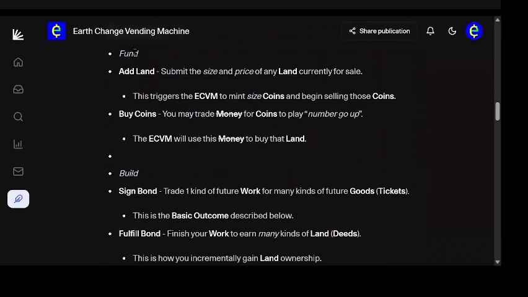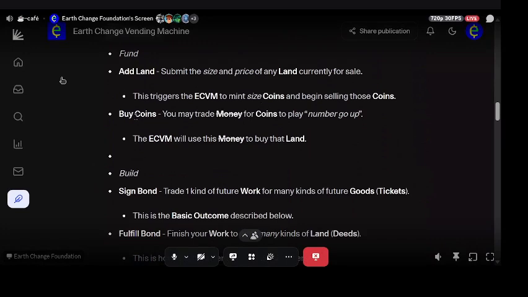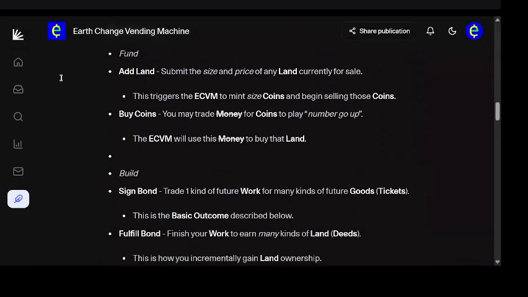During the funding stage, anybody can submit the size and price of land for sale. The ECVM will mint coins, one per each square meter, and then it will sell those coins. This is a little confused, I should make this better, but the idea is that we're going to sell these coins to people that most likely don't really intend to live on this land. They're just playing the numbers go up game. Does that make sense?